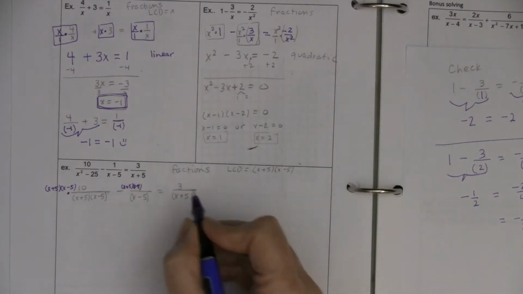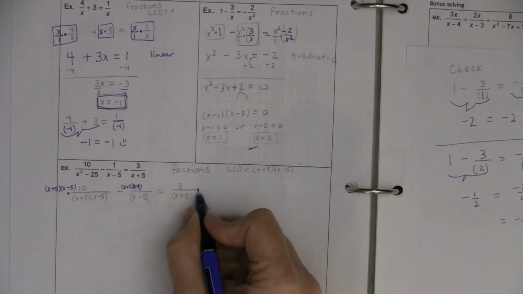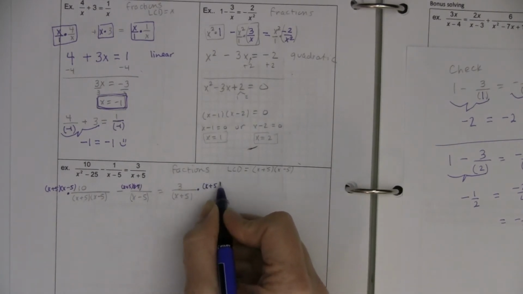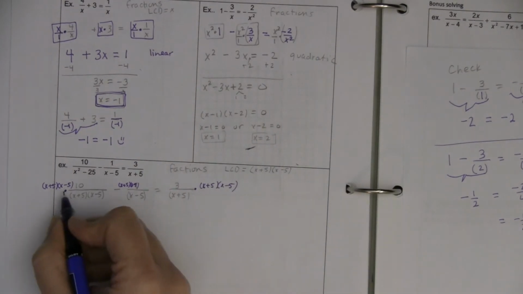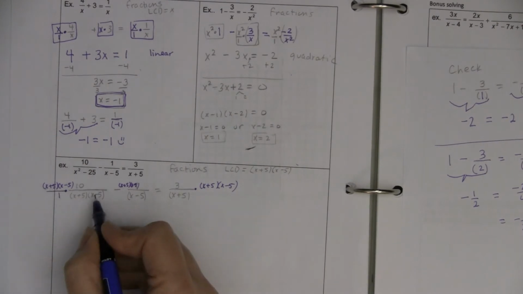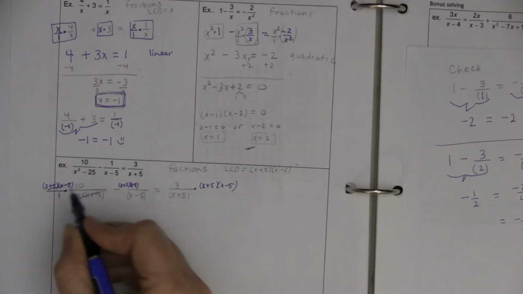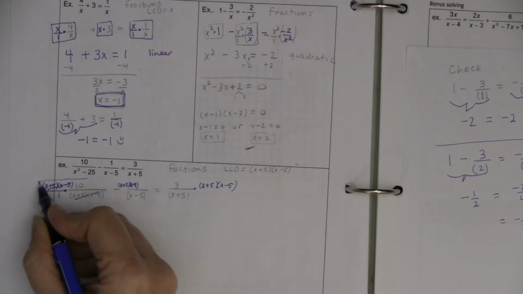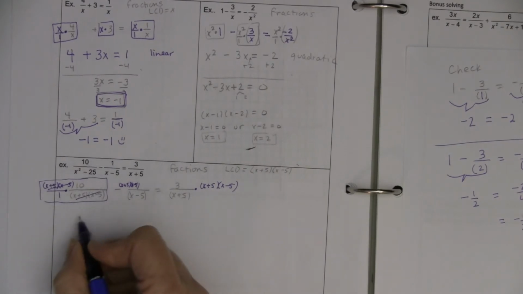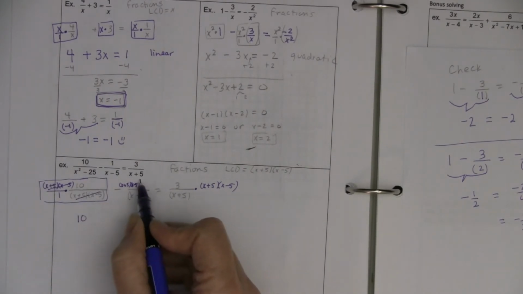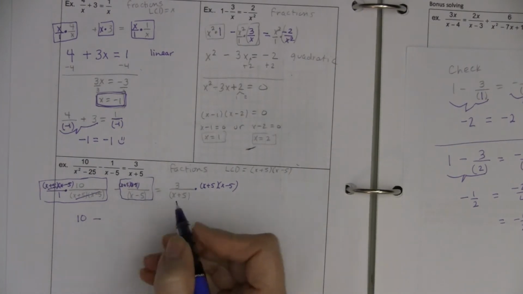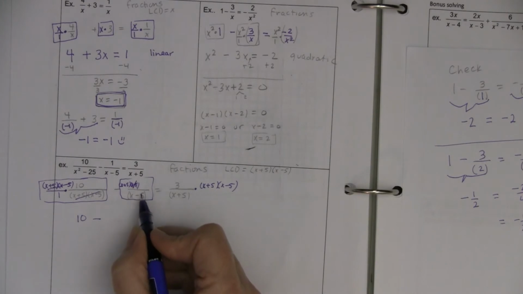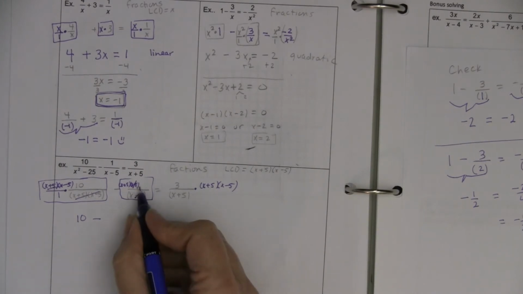I'm out of room. And then here, I'm going to put it on this side, times x plus 5, x minus 5. And of course, I'm here to cancel. This is over 1. And these both cancel. So when I do all that multiplication there, I get 10. When I do this multiplication here, the x minus 5 cancels with the x minus 5 and leaves x plus 5 times 1.